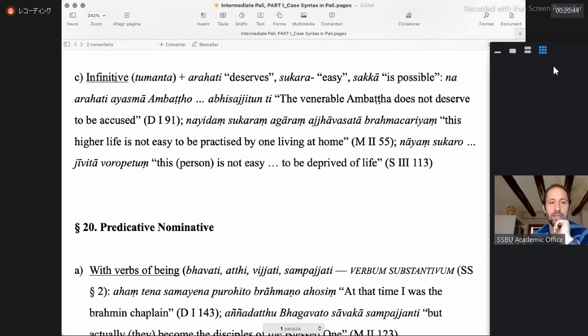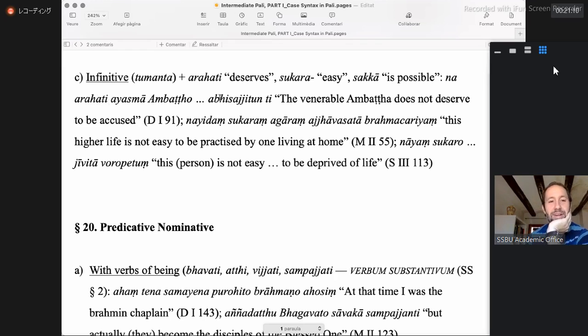the nominative, that is the infinitive, tumanta plus arahati, deserves, sukara, easy, sakka, possible. With these expressions, see the example: na arahati ayasma ambatto avisajjitum. The venerable Ambattha does not deserve to be accused. So here Ambattha is actually the subject of arahati. No, sorry, arahati, it's not.